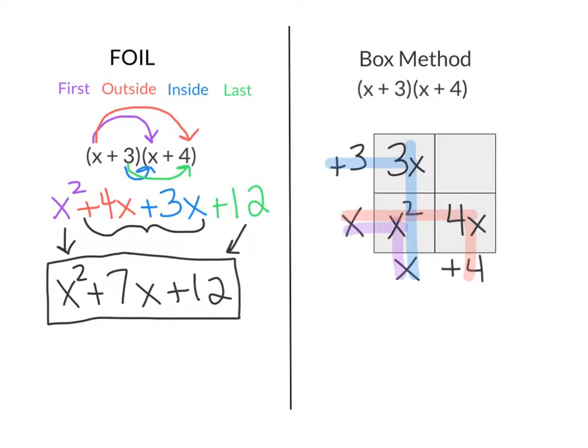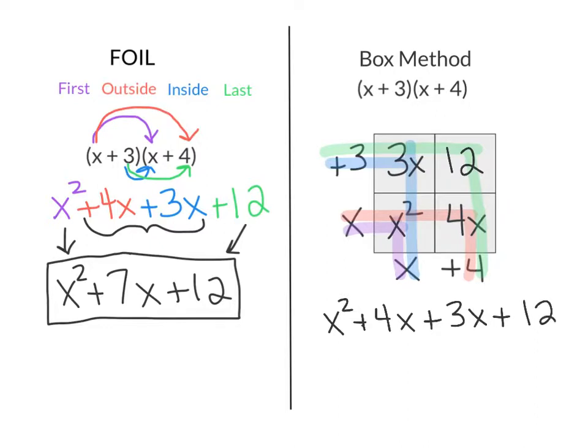And that leaves me with one more block, which is my top right corner. Here I can see that I'm going to be multiplying 3 times 4, which gives me 12. So now that I've filled in all 4 boxes, I'm just going to write that out. I'm going to start with my x squared, then I have my 4x, then I have my 3x, and since those were both positive, I wrote them as plus, and finally plus 12.